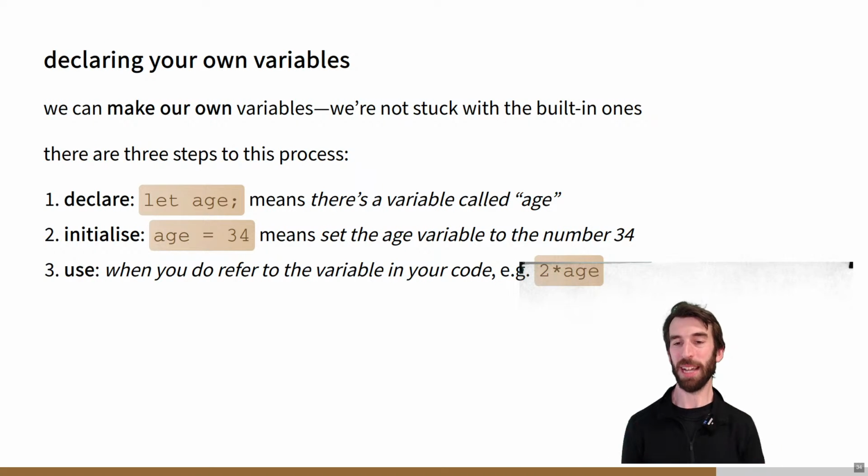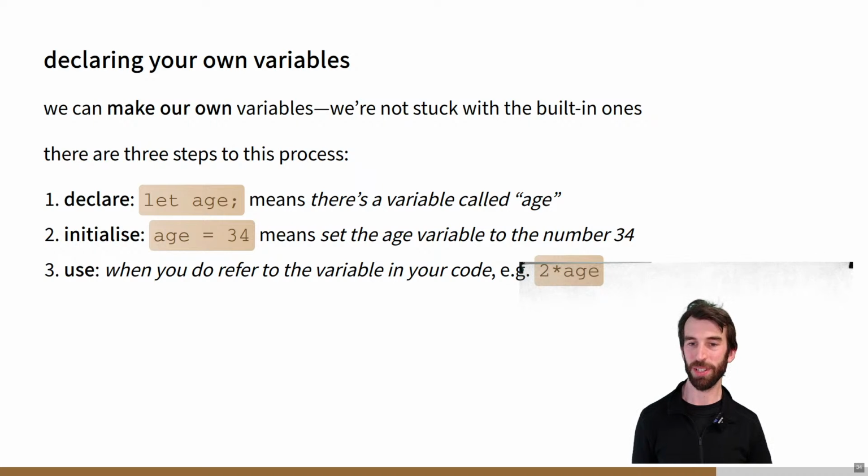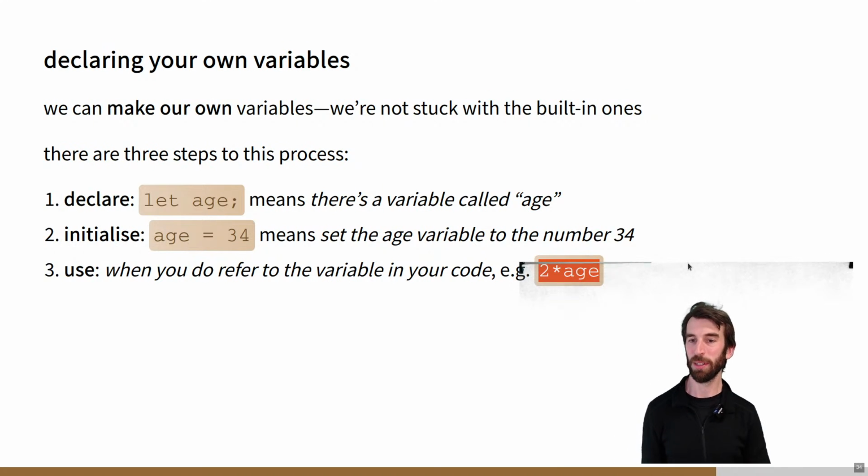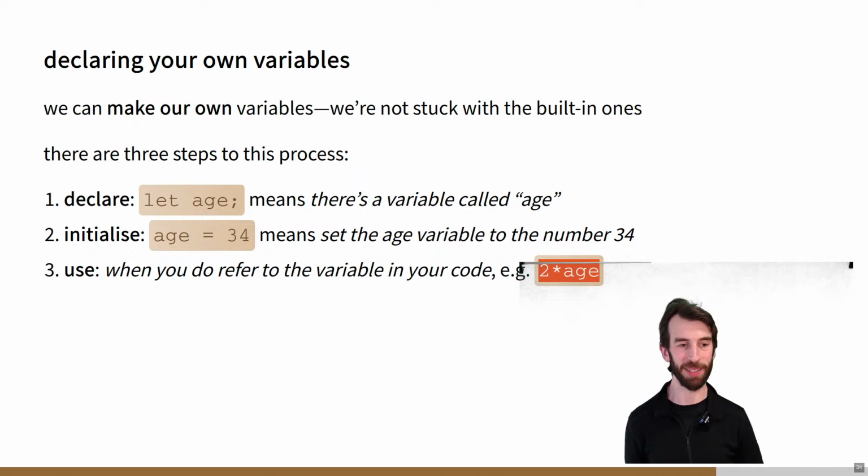Initialize, so we give our variable a number, age equals 34. Use: when you do refer to a variable in your code, for instance, 2 times age, that means you're using your variable. When this code runs, JavaScript pops the value of age into there, 34 goes where the age is, and then it will execute this maths equation, 2 times 34, and you'll get 68. So you can use numbers that way, use vars.